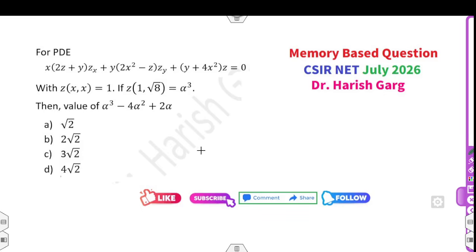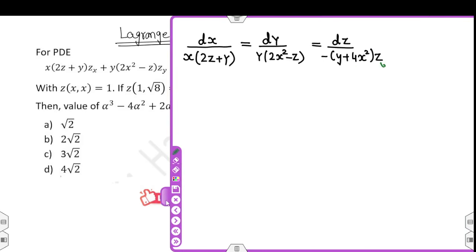The question I had received from the student is related to the Lagrange equation. How can you solve the Lagrange equation? It's very simple. You can also solve it with the help of the Cauchy equations. You can write the Cauchy equations or the Lagrange equation, dx over and so on. Then you can clearly say, because the coefficients of x, y, z are separate, I can start with dx over dy.